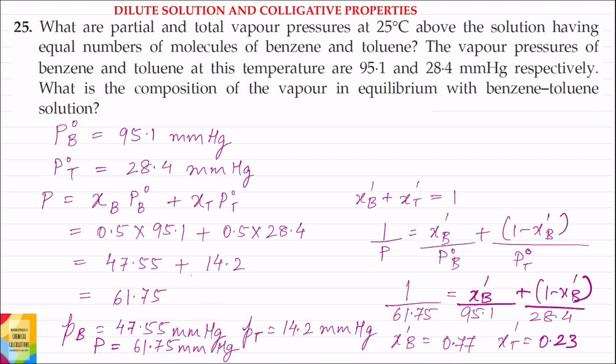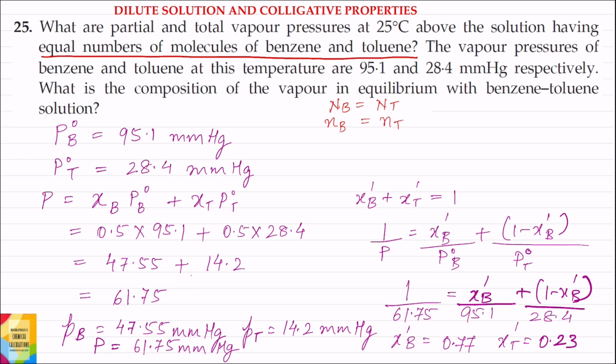Question 25. What are partial and total vapor pressures at 25 degrees centigrade above the solution having equal numbers of molecules of benzene and toluene? Now, the number of molecules of benzene and toluene are equal. So, we can write it as number of molecules of benzene is equal to number of molecules of toluene. Now if number of molecules are the same, then number of moles will also be the same. So, number of moles of benzene is equal to number of moles of toluene.